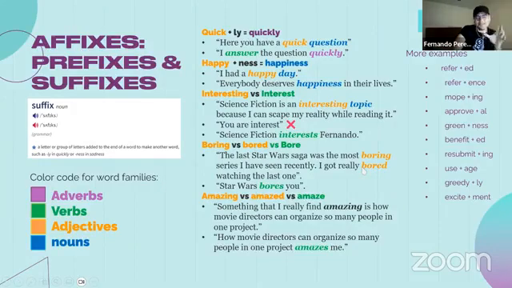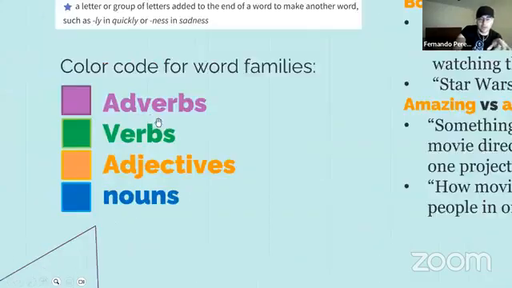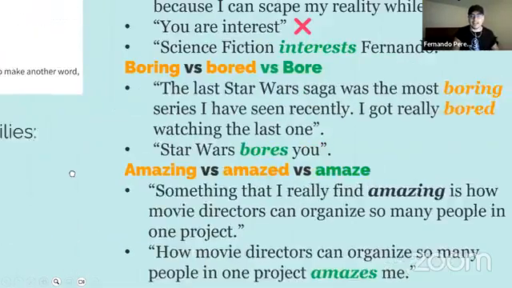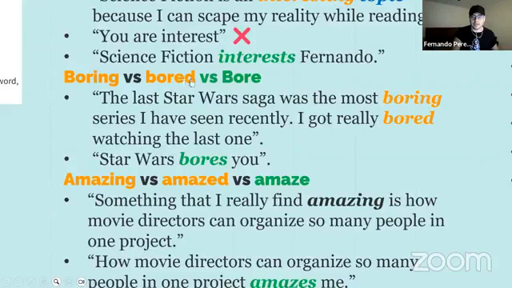In the following lessons, one of the most important things that we are going to check, and all the class is very familiar with this, are colors. These colors represent one different word family that we are going to use. We always use color purple for adverbs, color green for verbs, color orange for adjectives, and color blue for nouns. These specific colors will help us understand how words are transformed between each other.